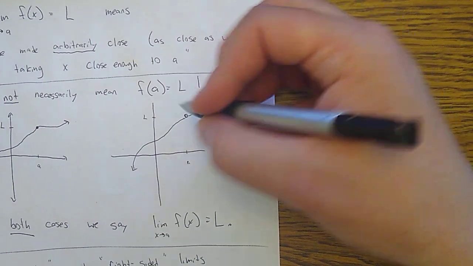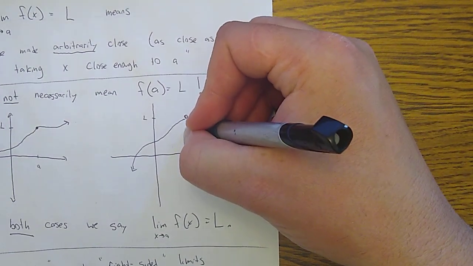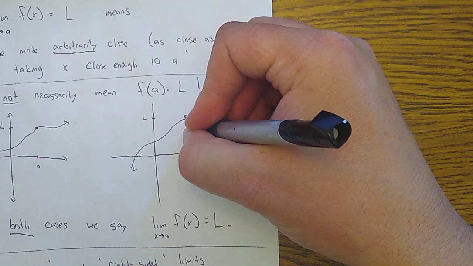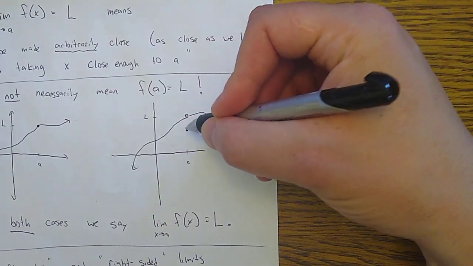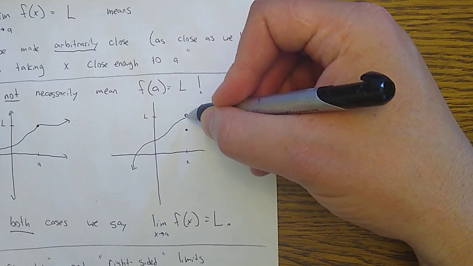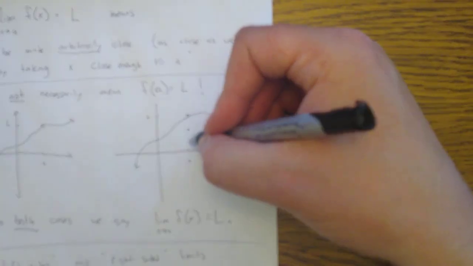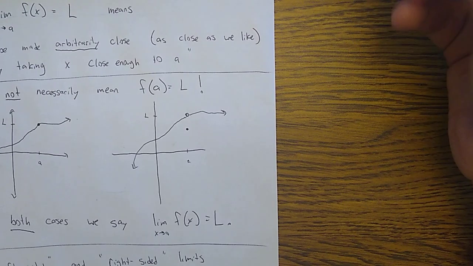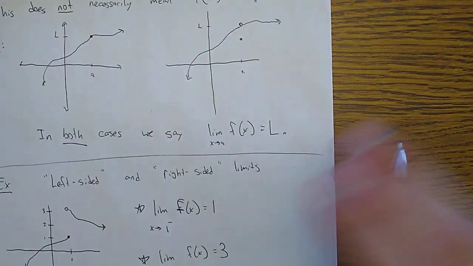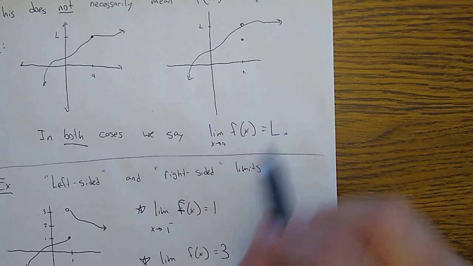I could also draw a dot, like maybe down here. And now that I've changed it, f of a is defined, but it's not L. f of a is whatever this point is, and L is up here. And still, I would say that the limit as x goes to a of f of x is L.